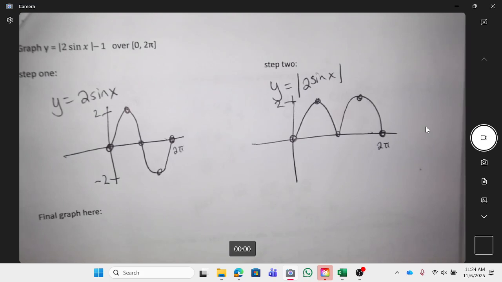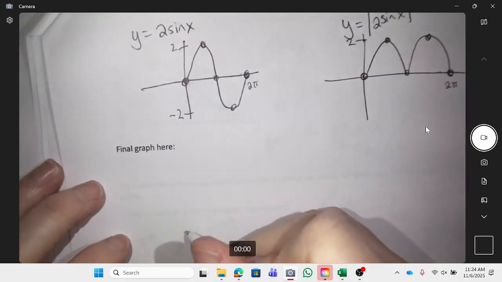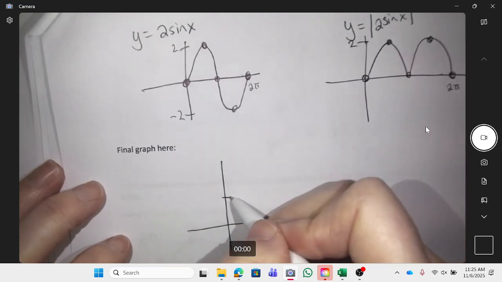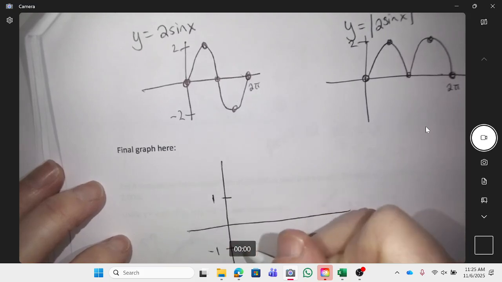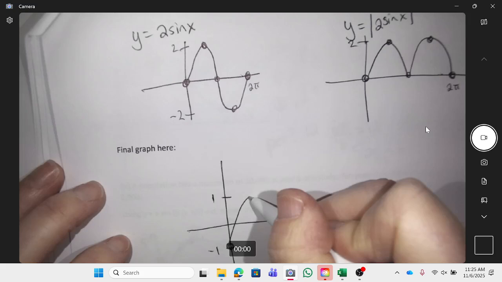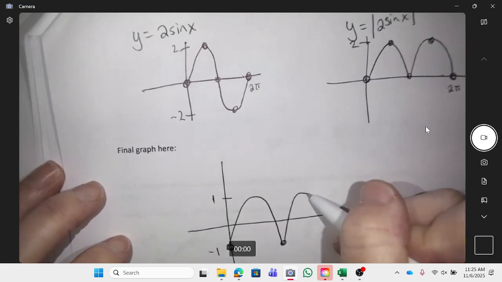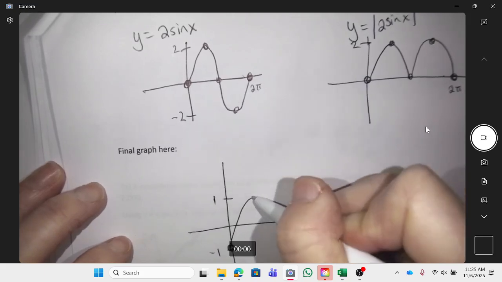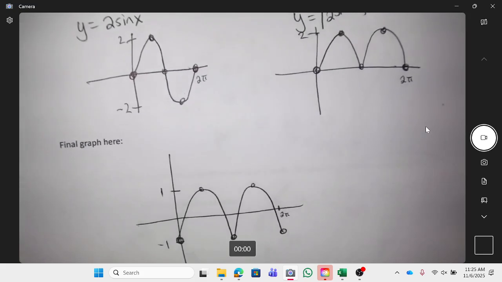Okay, final graph. So I'm shifting that down one.